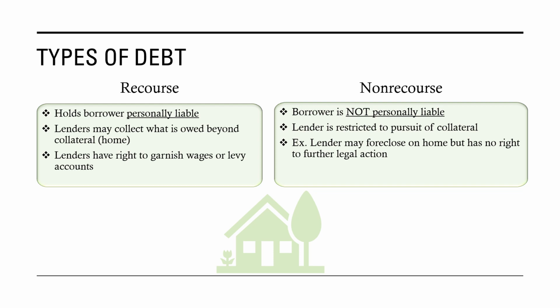Non-recourse debt, on the other hand, means the borrower is not personally liable for the whole amount of the loan. Once the collateral, the home, has been collected, then that loan is considered done. It's discharged. The lender is restricted to the pursuit of only that collateral. So if the lender forecloses on a home, they have no rights to further legal action. Once they have the home, it's done.